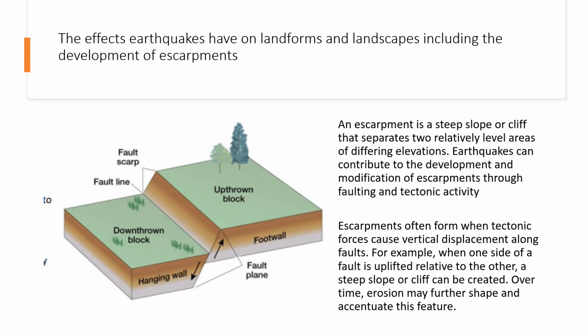Okay, so what effects do earthquakes actually have on landforms and our landscapes? Well, they can be involved in the development of an escarpment. An escarpment effectively is a steep slope or a cliff face that's separating two areas. And when you get plate boundaries, movement, particularly subduction zones, but you can also get transform faults, that can be quite distinctive.